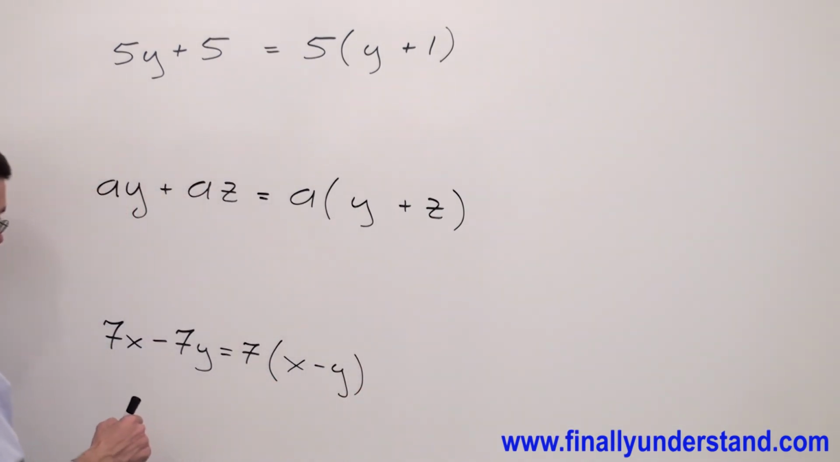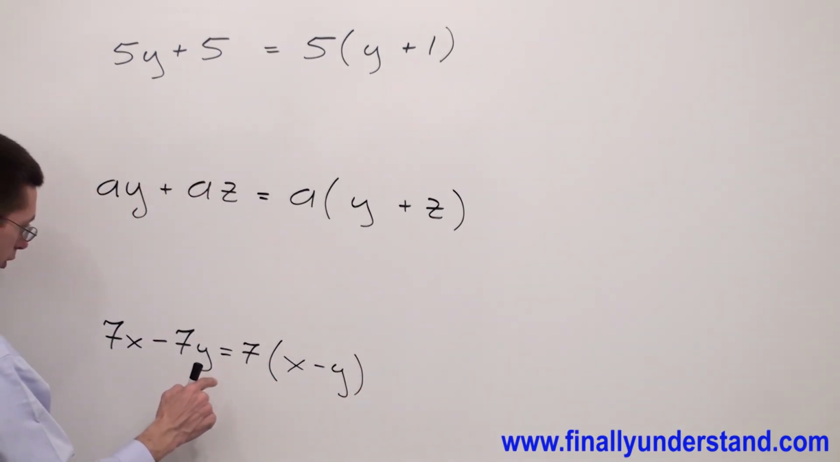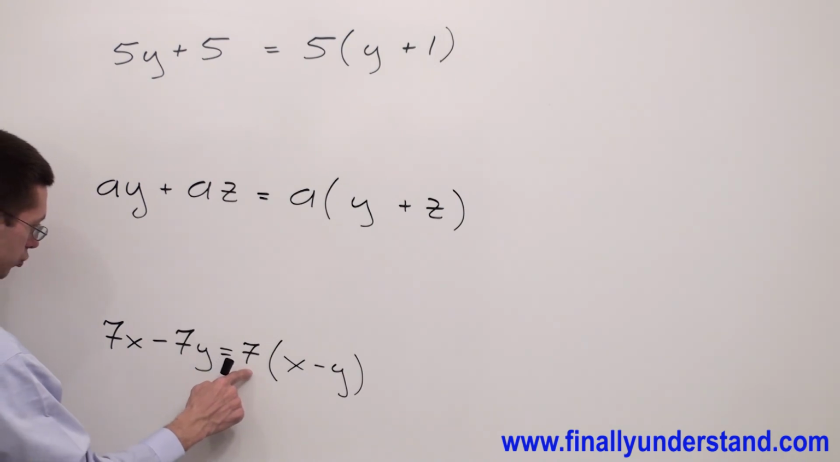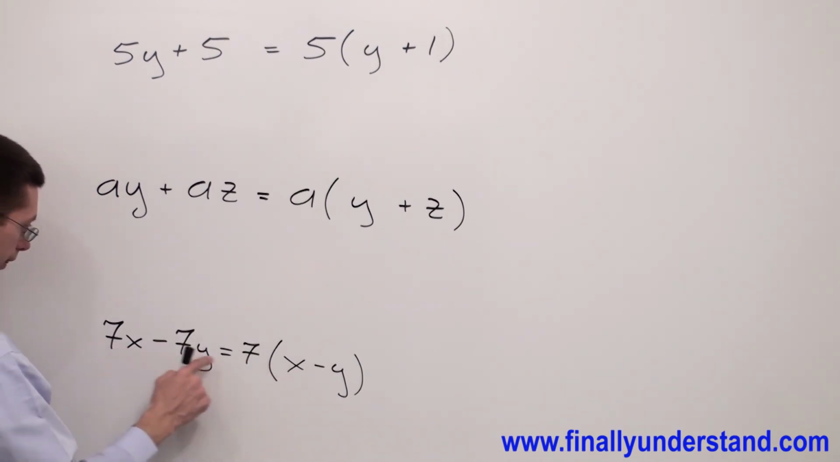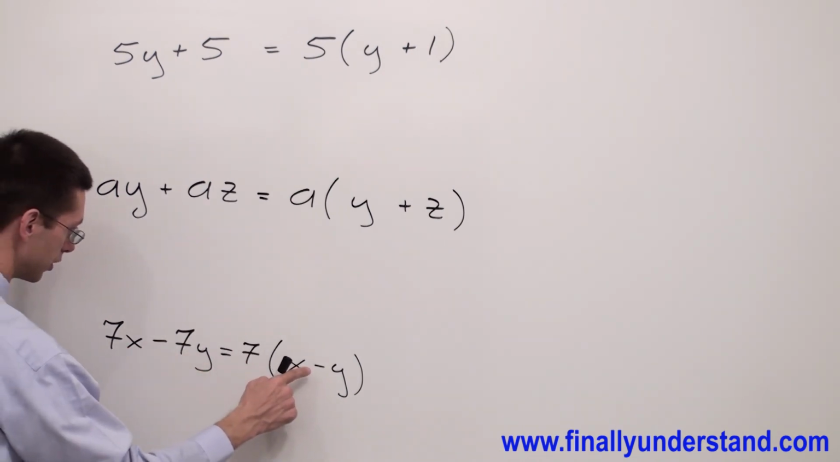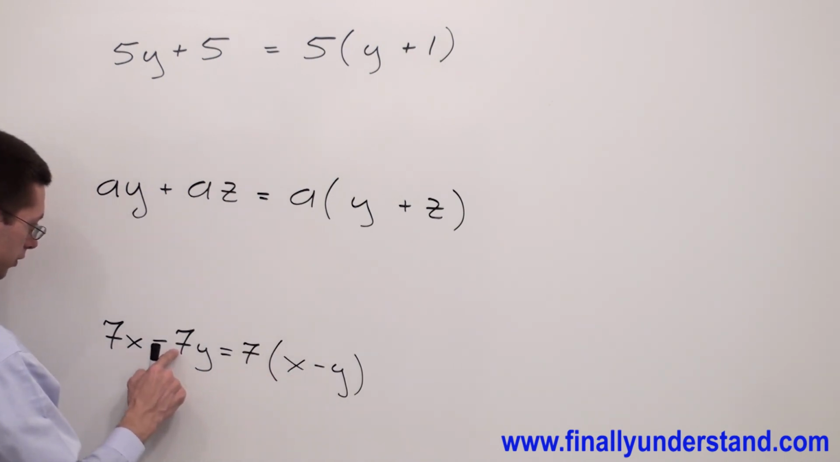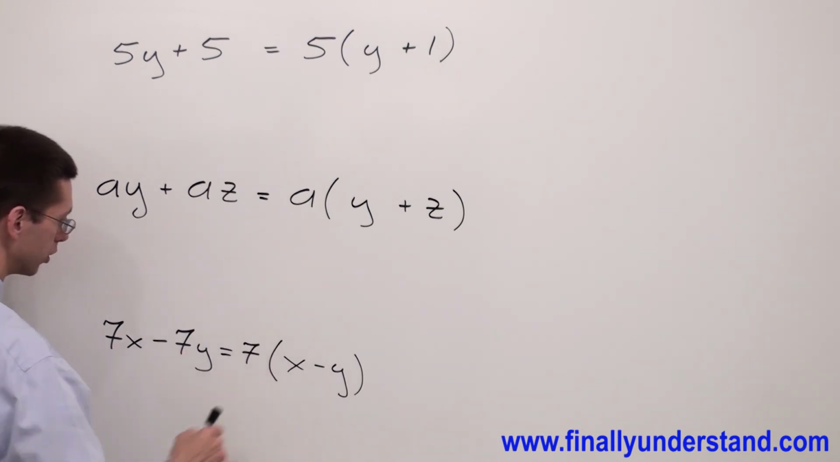Let's check the answer. You can check the answer, remember, always by applying the distributive law. Distribute this 7 into the parentheses. 7 times x gave me 7x. 7 times negative y gives me negative 7y. So this is the solution to my problem.